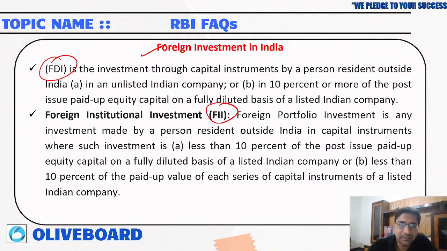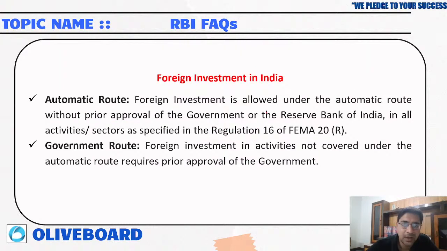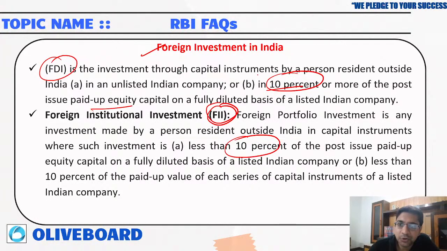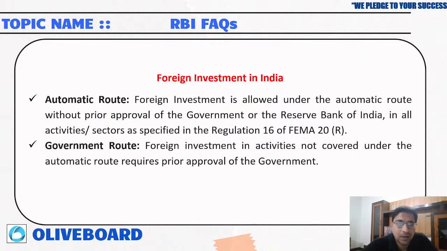FDI is something you should know. It is when a company invests 10% or more into the equity paid up capital. Under foreign institutional investment, it is less than 10%. This difference you should know, and this value 10 you should know, because in the examination they will ask you what is the percentage criteria for FDI and FFI. Now, foreign investment can come from the automatic route or the government route.